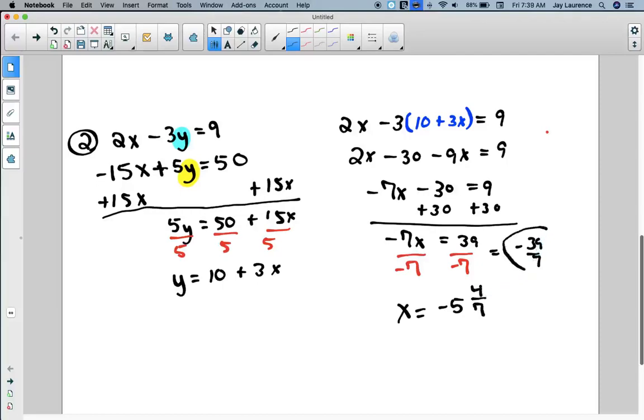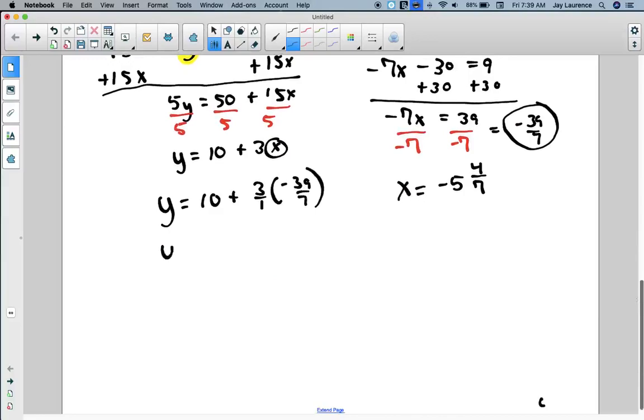Now I'm going to substitute this in here. So I'm going to get y equals 10 plus 3 over 1 times negative 39/7. Fortunately, nothing here is going to cancel out. So I'm going to get 10 minus 3 times 39. Well, let's see. 3 times 30 is 90. 3 times 9 is 27. It's going to be 117.